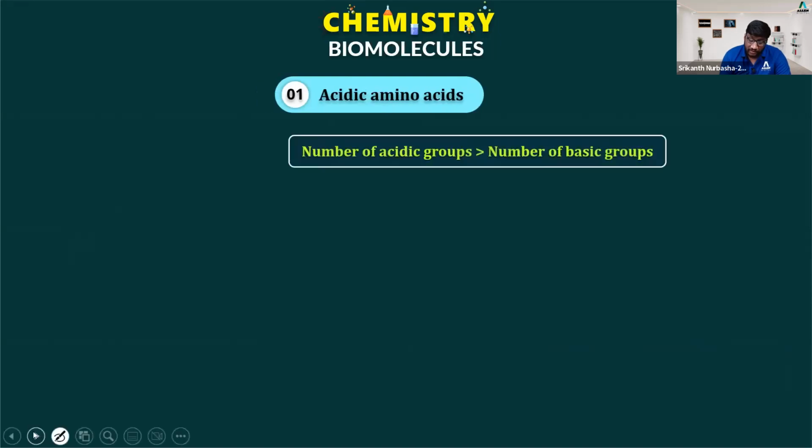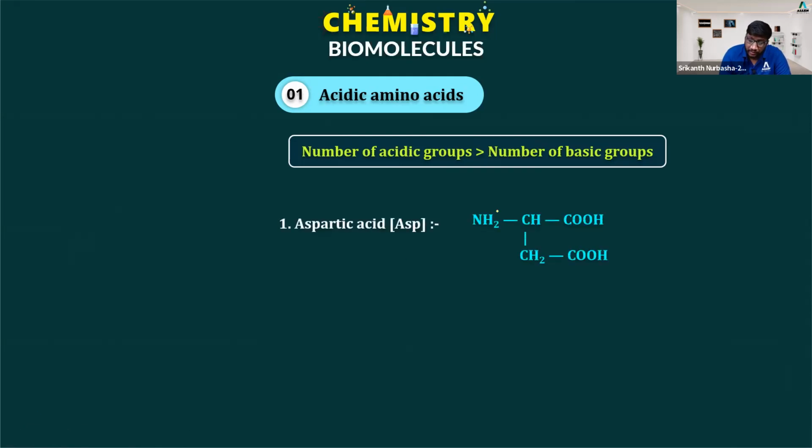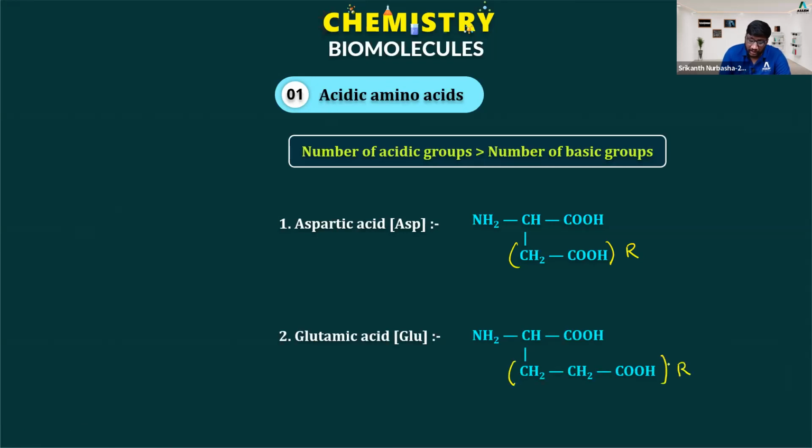Acidic amino acids: the number of acidic groups is greater when compared to the number of basic groups. In that category, you have aspartic acid, NH2CH, and in the R group we have CH2COOH. This is your alkyl group, R group. Glutamic acid, NH2CH-COOH, with CH2CH2COOH as the alkyl group. So these are your acidic amino acids, where the number of acidic groups is greater when compared to the number of basic groups.